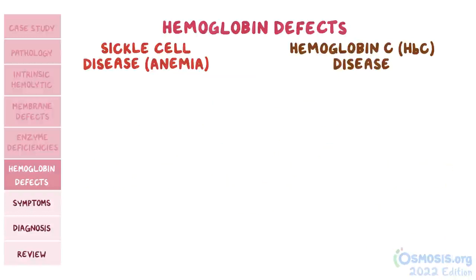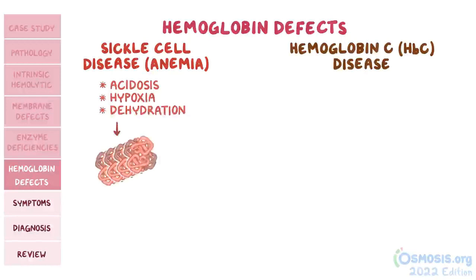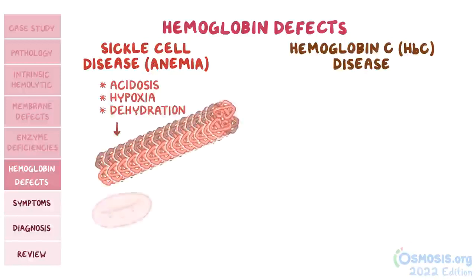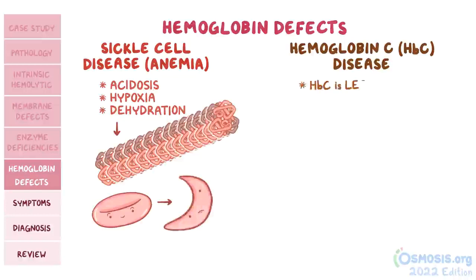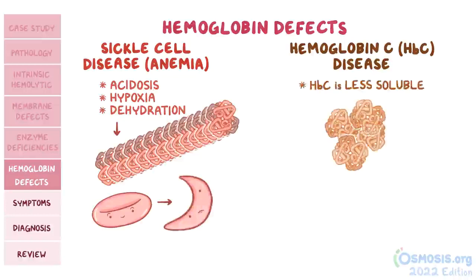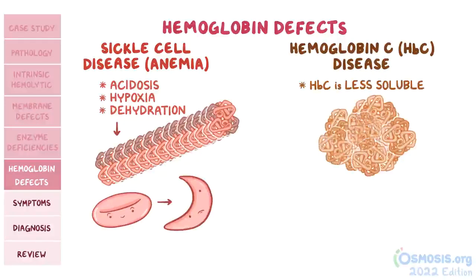Now, in individuals with sickle cell disease, when there's acidosis, hypoxia, or dehydration, HbS changes its shape and aggregates with other HbS proteins to form long chains that distort the RBC into a crescent shape that looks like a sickle. In individuals with HbC disease, HbC is less soluble, so it aggregates into crystals, which build up in red blood cells, making them more rigid.